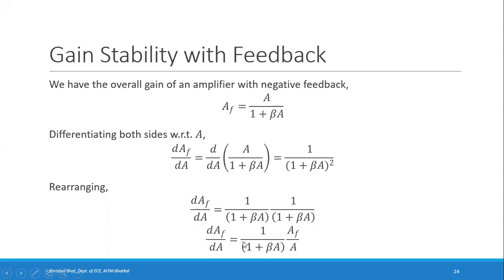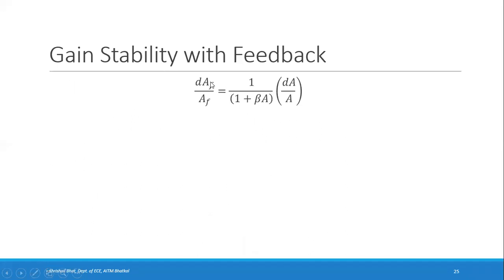Again, if I rearrange this, the AF terms I bring to one side, and the A terms to the other side: dAF divided by AF. And dA, if I take to the RHS, it will go to the numerator. So dAF divided by AF will be equal to 1 divided by 1 plus beta A multiplied by dA divided by A. What we understand from this equation is that dA divided by A is the change in the gain without feedback, and dAF by AF is the change in the gain with feedback.